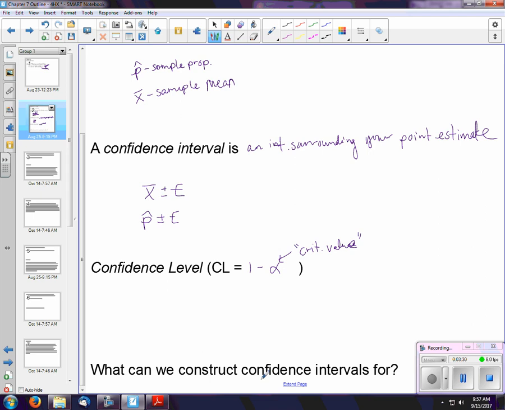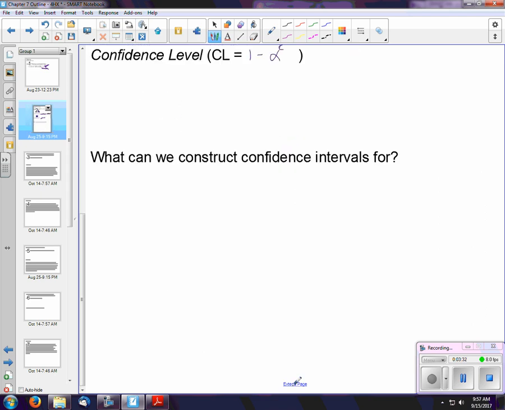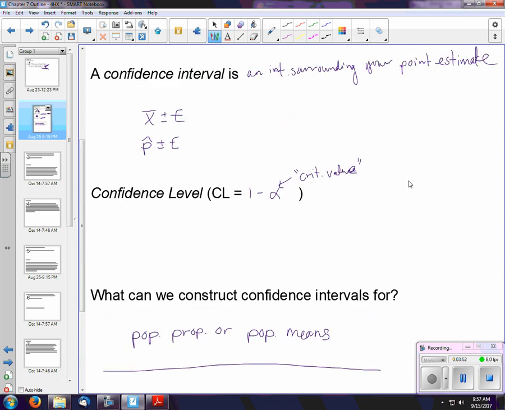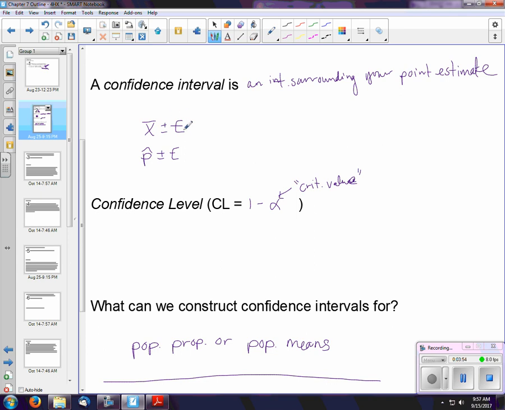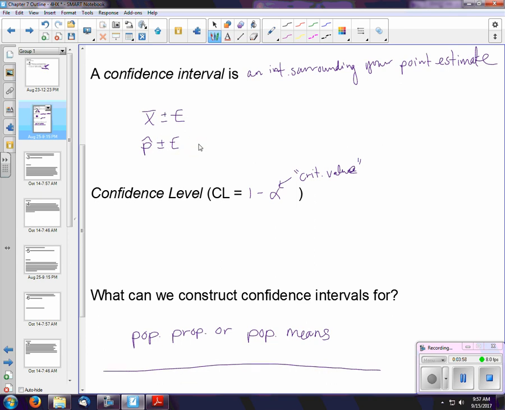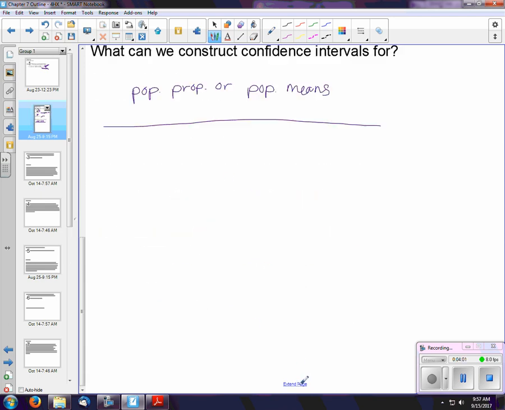So the last couple of things we should say is what can we construct a confidence interval for? In the intro, we said, well, you can construct a confidence interval for anything population related, whether it's a proportion, so in other words, it's qualitative data, or for population means. And when you see a confidence interval, we said it's always x bar plus or minus the margin of error, or the sample proportion, so that point estimate. There's a few different ways to write this, which I'd like to elaborate on now.